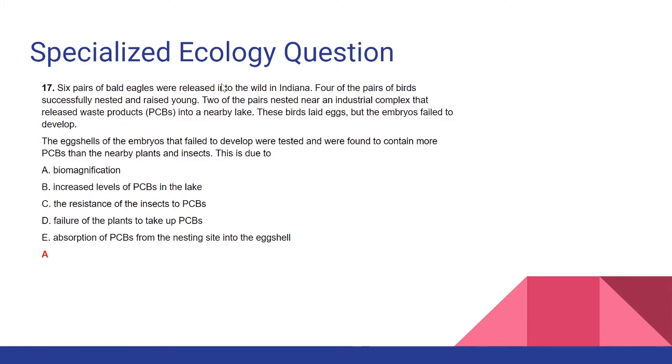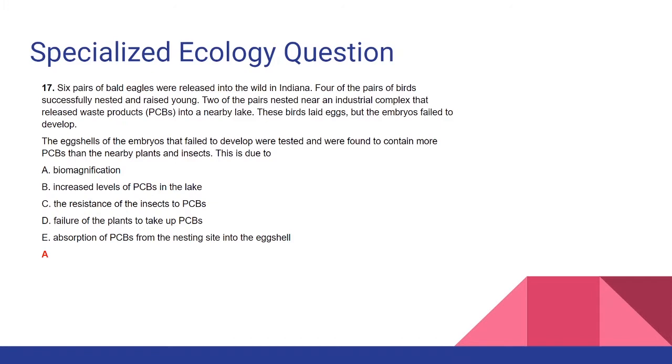6 pairs of bald eagles were released into the wild in Indiana. 4 of the pairs of birds successfully nested and raised young. 2 of the pairs nested near an industrial complex that released waste products, PCBs, into a nearby lake. These birds laid eggs, but the embryos failed to develop. The eggshells of the embryos that failed to develop were tested and were found to contain more PCBs than the nearby plants and insects.